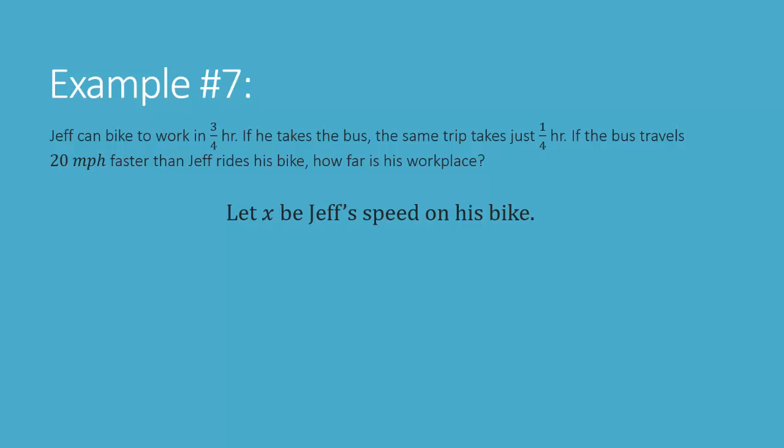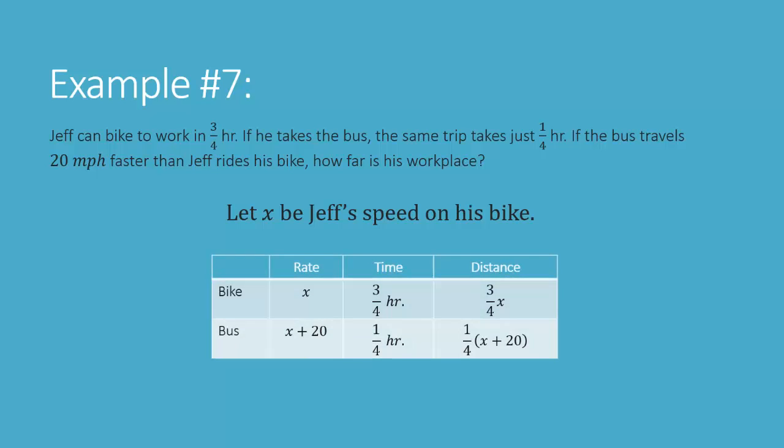Now, again, since we're looking at speed, times, and distances, that sounds like the distance formula. So we'll set up a little table using our distance formula, and we get that when he bikes at some rate for 3/4 of an hour, that gets him a distance of 3/4 of x. That's because rate times time gives us distance.